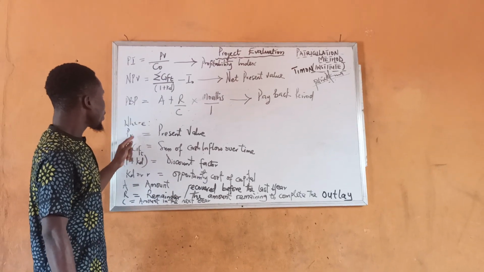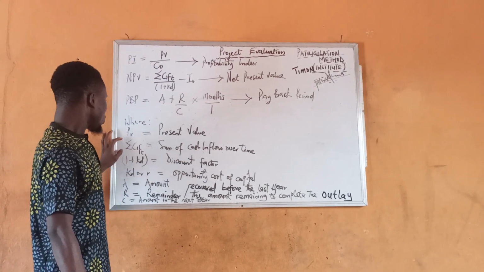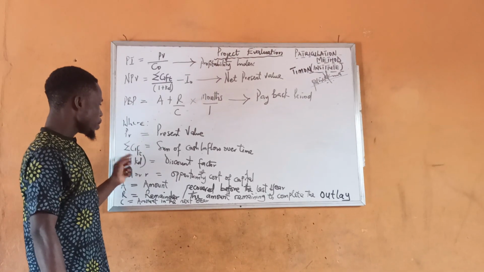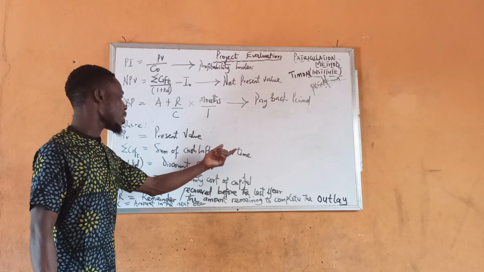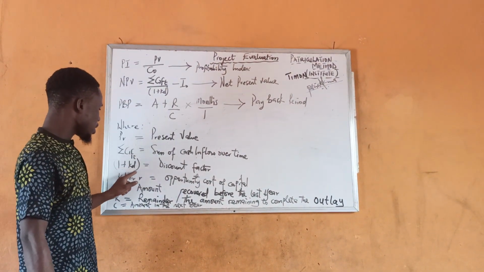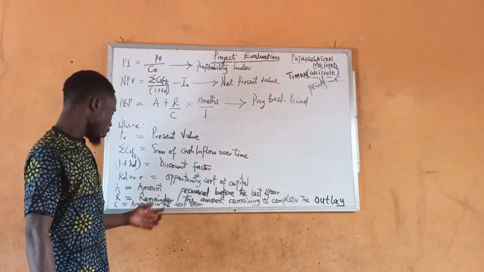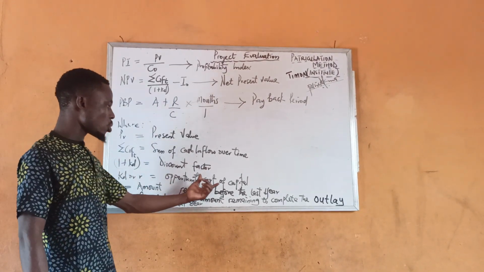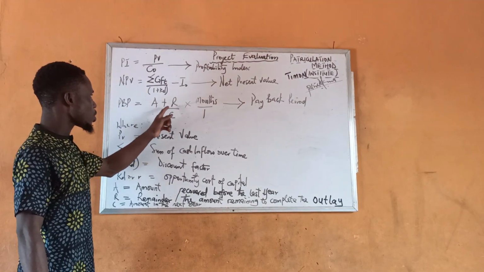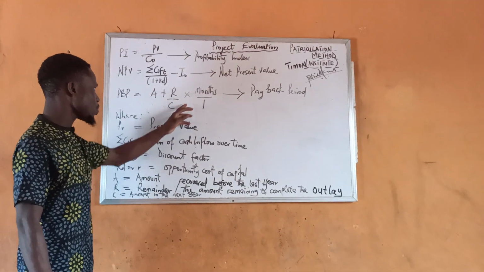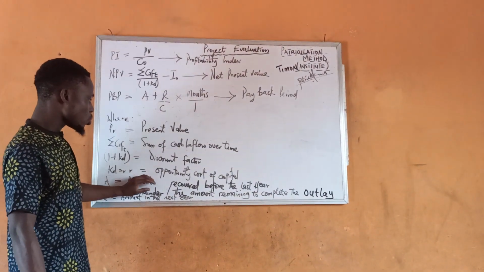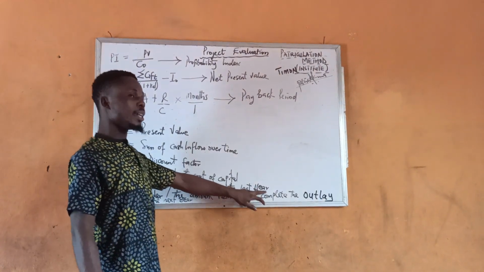Now, where PV is the present value, summation or sigma CIFT simply means the sum of cash inflow over time. In brackets, 1 plus KD simply means the discount factor. The KD here is the opportunity cost of capital. Then in PBP, A plus R over C multiplied by months all over 1. The A here is the amount recovered before the last year.